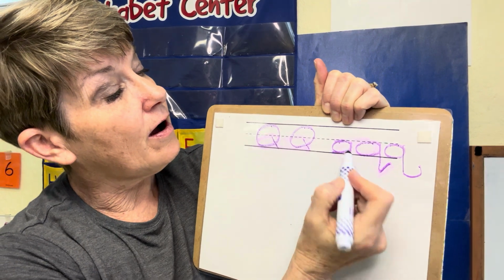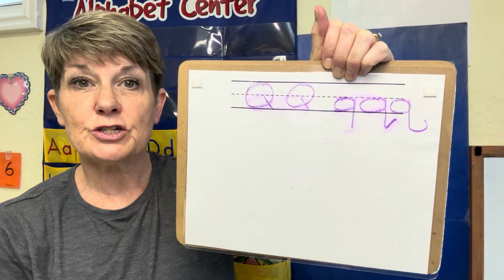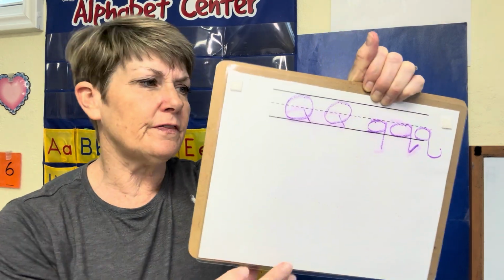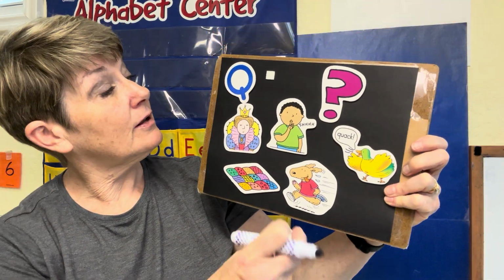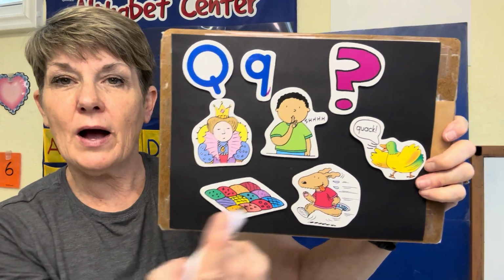Let's also write something for letter Q. We need to draw a picture for letter Q. What do you think would be a good thing? Let's look right here on this. Oh, I got to put my letter lowercase q on there. My Q.